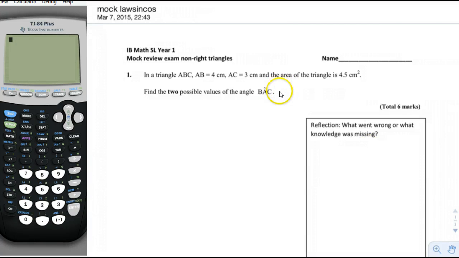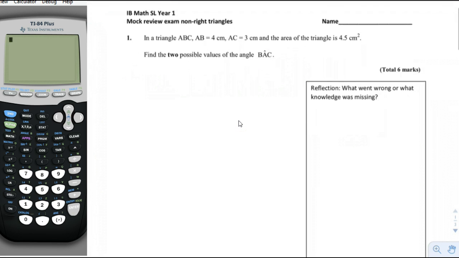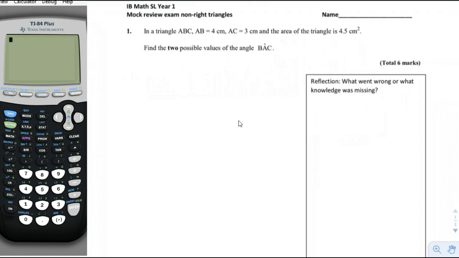Okay, this is the mock review exam solutions for non-right triangles. First they say that we have a triangle ABC, and this triangle has two known sides, 4 and 3. So let's draw the triangle. We don't really know which side is long and which side is short. We'll just label the vertices ABC for now. And then it says AB is 4 long, and AC is 3 long.